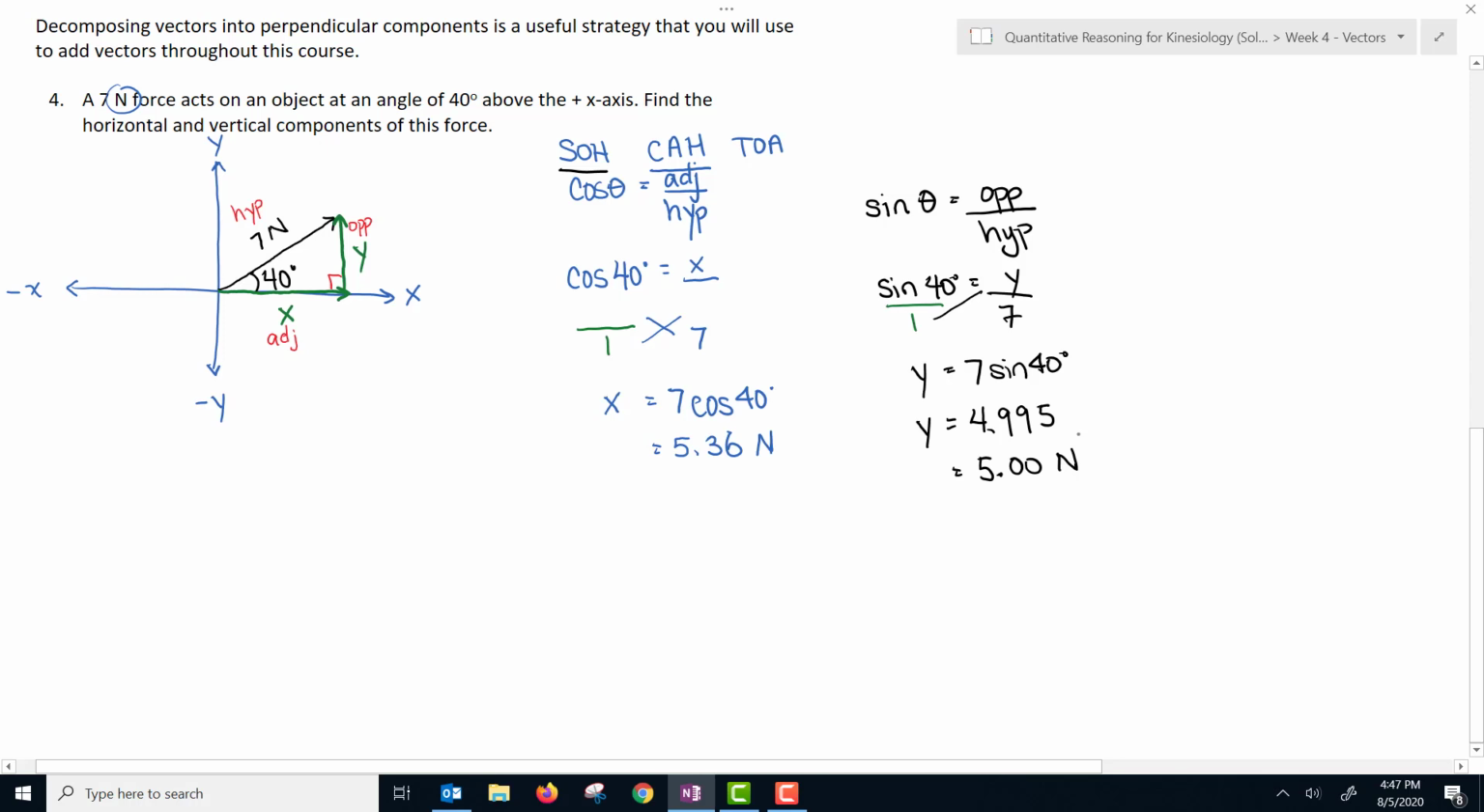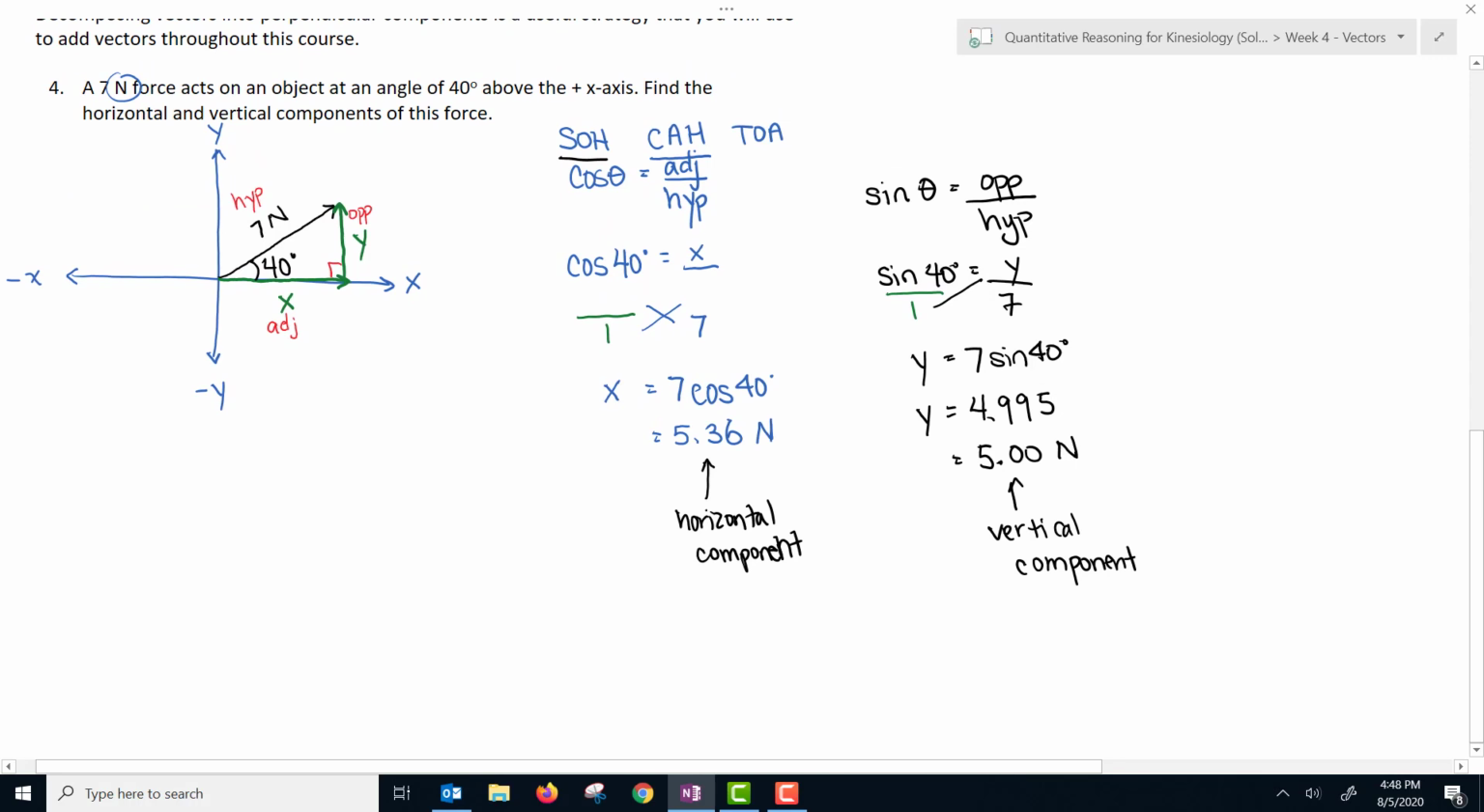Okay, so the question's asking for the horizontal and vertical components of the force. The horizontal component then is 5.36, and it's positive because it is pointing to the right. And the vertical component is 5.00, and it's also positive because it's pointing upwards. Okay? So make sure you understand how to do this question because we're going to use this concept to do the next questions, which are adding vectors.